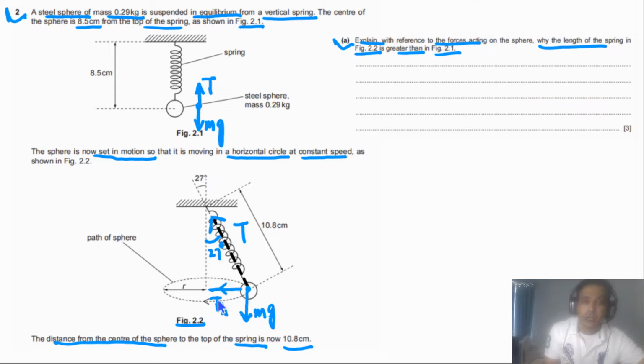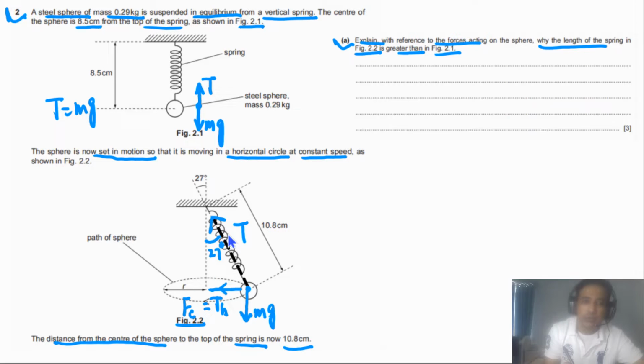And the horizontal component of tension in this case is providing the centripetal force. So we can write down this one is FC. The horizontal component is providing centripetal force because this is moving in a horizontal circle. So in the first case we can simply write down T is equal to mg.